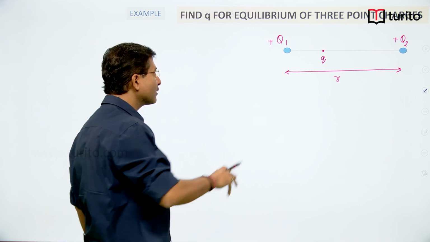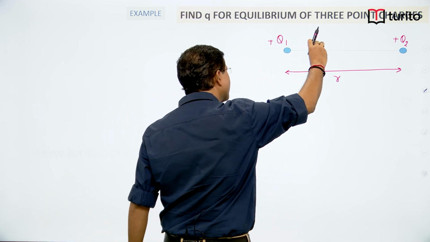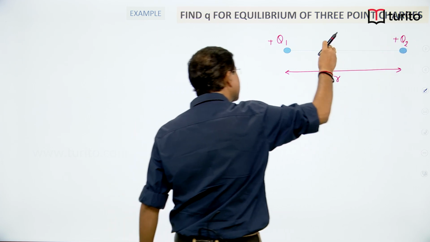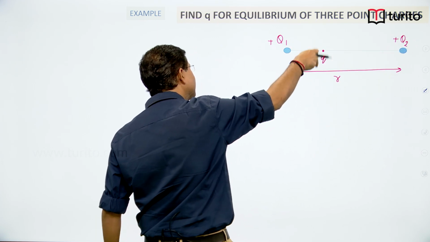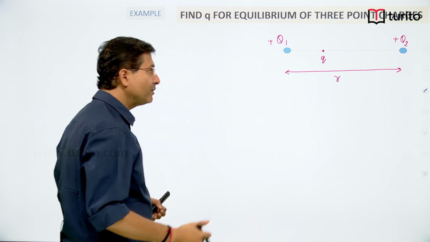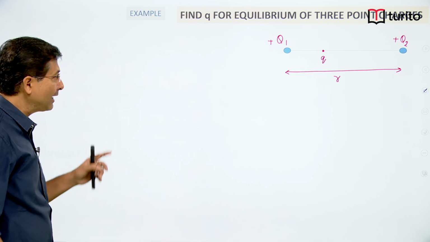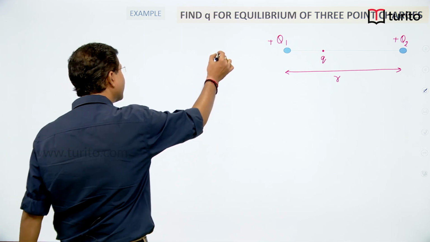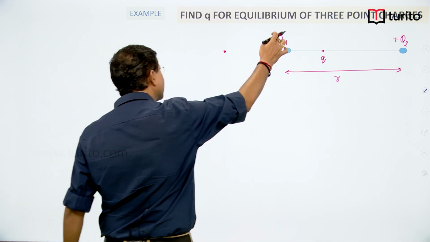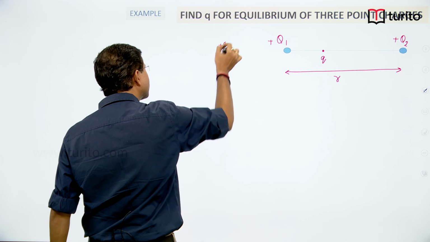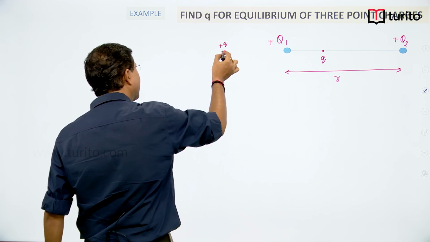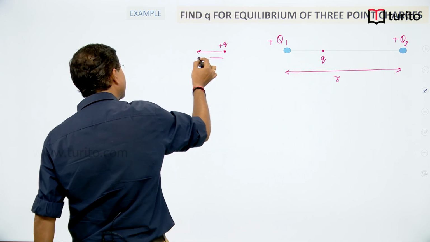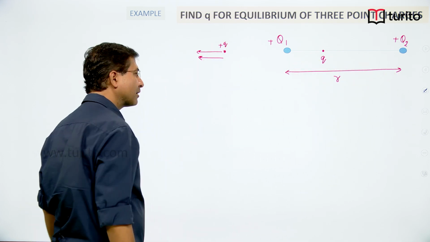As both are positive, this will have force in this direction, and this is having force in this direction. They may cancel each other at some point between these two charges. That is why I have kept the particle there. If I keep the particle somewhere here, then this is positive, and this being positive, this will exert force in this direction, and this will also exert force in the same direction. Now the particle cannot be in equilibrium.